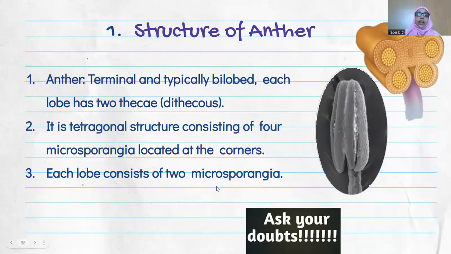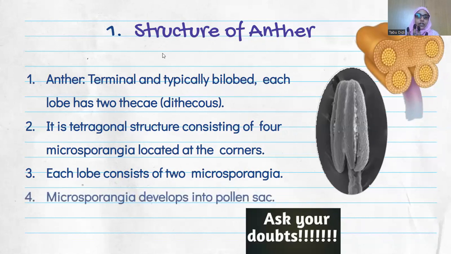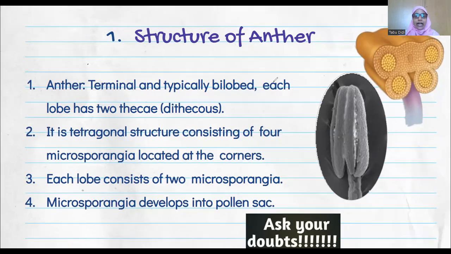Each lobe will have two microsporangia, as we have just discussed. Two lobes, each lobe having two microsporangia. So in all, 2 plus 2 gives you four microsporangia, a tetrad structure. And what is this microsporangia? It is nothing but the sac, a place where the pollen grains will develop. So we call it the microsporangia developing into a pollen sac. And this is a place where these male gametes will be produced.